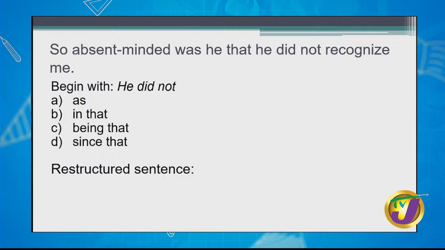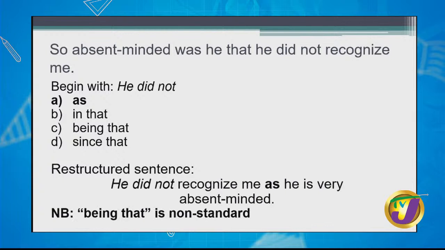Start your sentence with he did not recognize me. Well, yes, the recognize me part would go with it. And therefore, you would have the word as in your new sentence. And this would be your new sentence actually. He did not recognize me as he is very absent-minded.